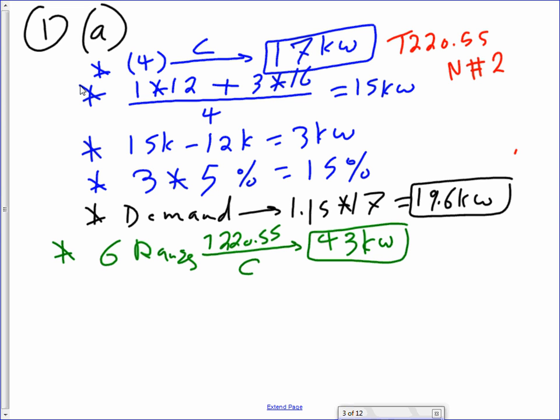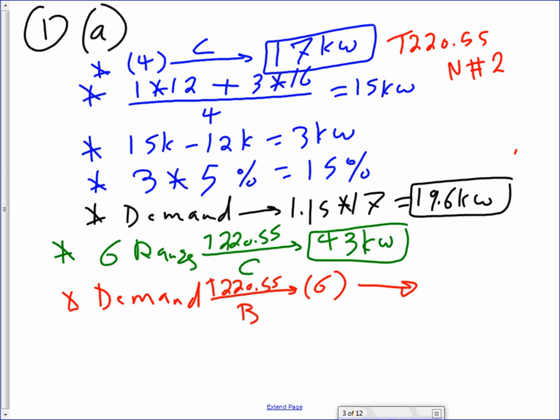So we're going to add them up. First, you need to add them up. So I'm going to take the demand from the same table under B, table 220.55 under B.